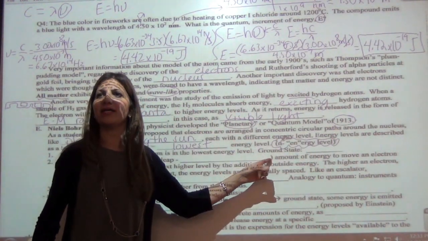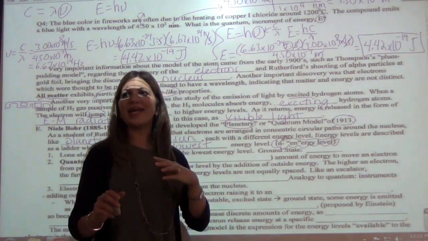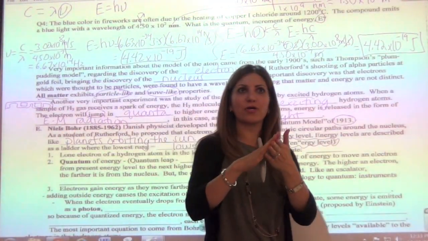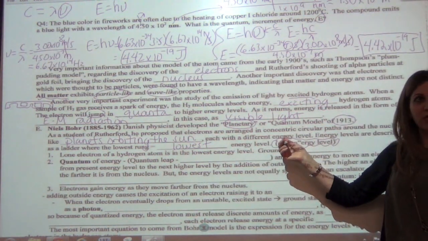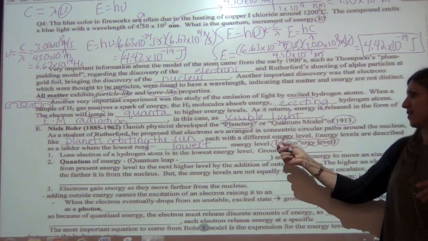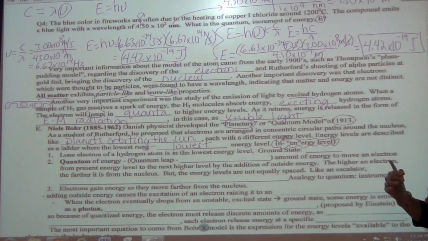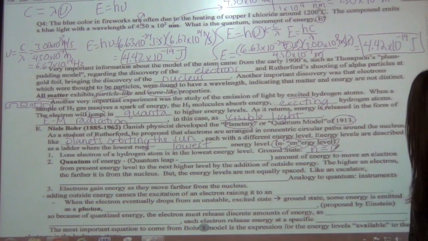Okay, this N is different from the N in nanometers. The reason why is that it has to be like NM, nanometers, or NG, nanograms, or NS, nanoseconds. This is just N alone. So if it's not N something, then they're talking about energy levels. The lone electron of a hydrogen atom is in the lowest energy level, and we call that ground state. And ground state is when N is equal to 1, not 0.